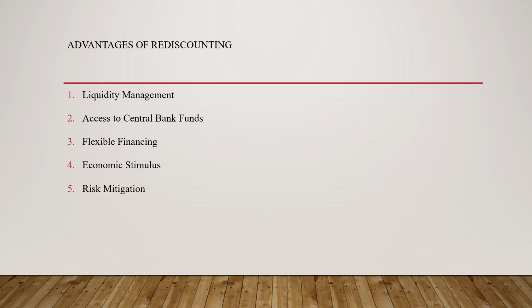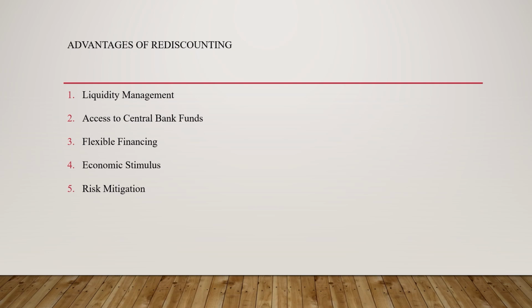Further, with the help of rediscounting of bills, financial institutions can access central bank funds. Commercial banks often rediscount instruments at a central bank. This allows them to access funds directly from the central bank reserves, enhancing their liquidity and supporting stable financial operations. It also provides flexibility, since it offers financial institutions flexibility in obtaining short-term financing without the need for complex arrangements.